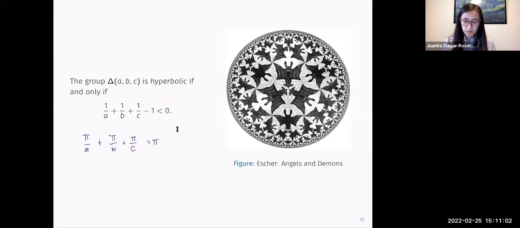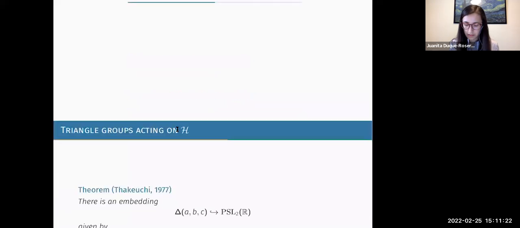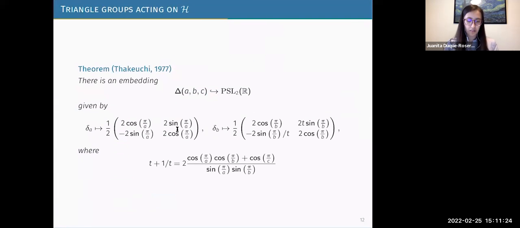Okay, so now we have our actor, and then we have this triangle group. This is going to be analogous to our matrices SL2Z. And now we want to have this triangle group acting on the upper half plane. So how do we do this? This is going to be the definition of triangular modular curves.